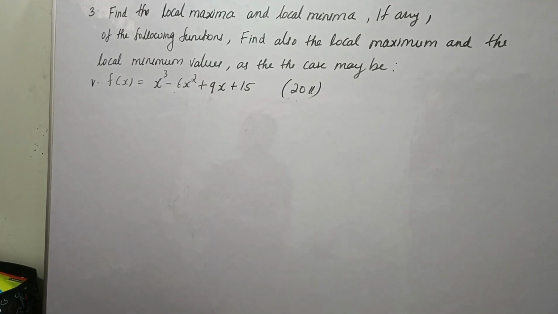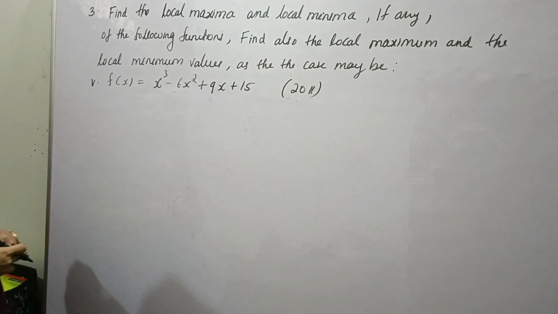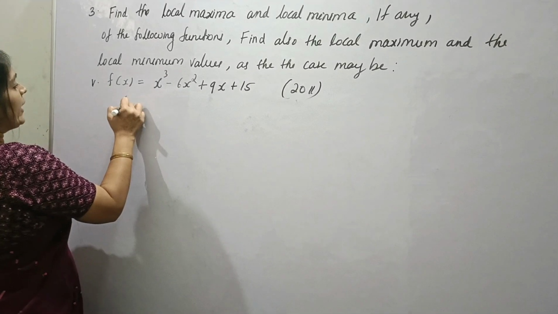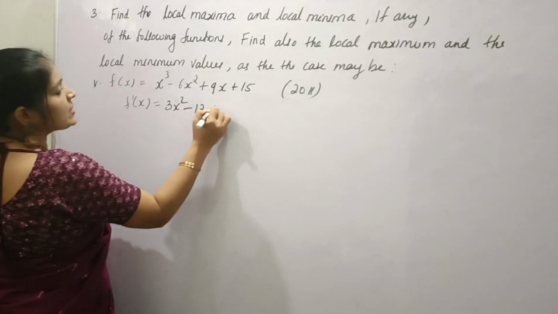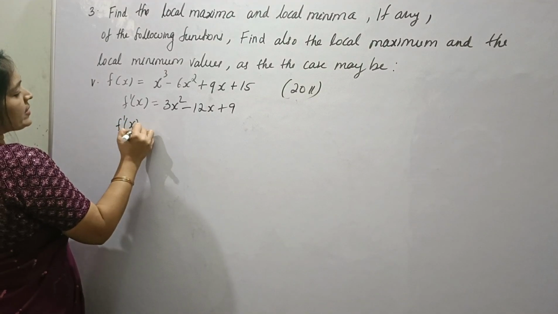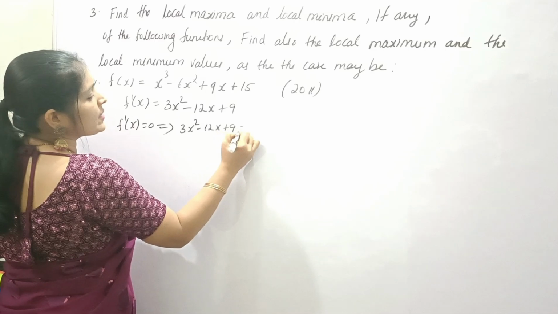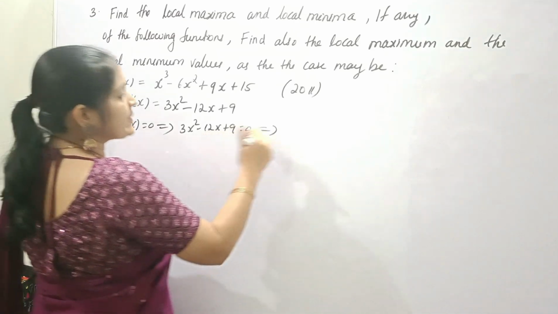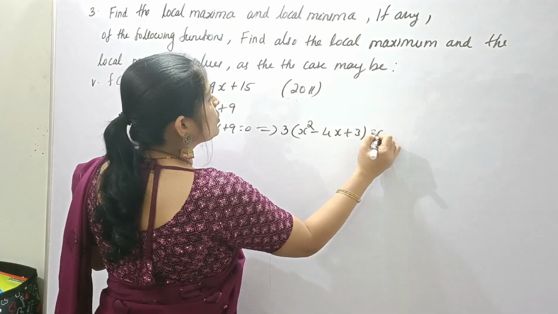Next function is f of x is equal to x cube minus 6x square plus 9x plus 15. Important question. Okay. So find the local maxima, local minima and local maximum and minimum values. For that, first of all, let's find f dash of x, that is 3x square minus 12x plus 9. Then f dash of x is equal to 0 implies 3x square minus 12x plus 9 is equal to 0. Here 3 is common. Let's take it out. 3 into x square minus 4x plus 3 is equal to 0.